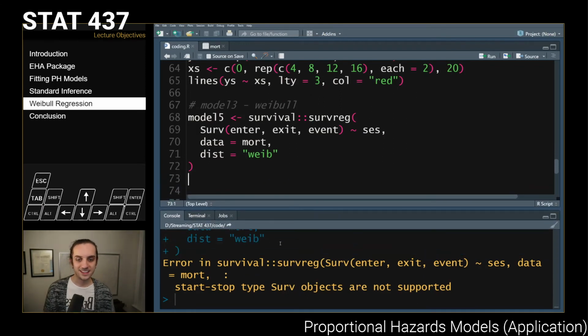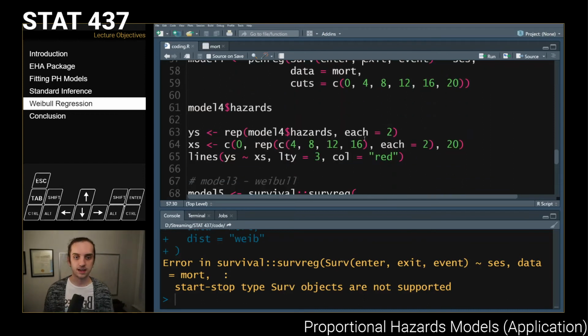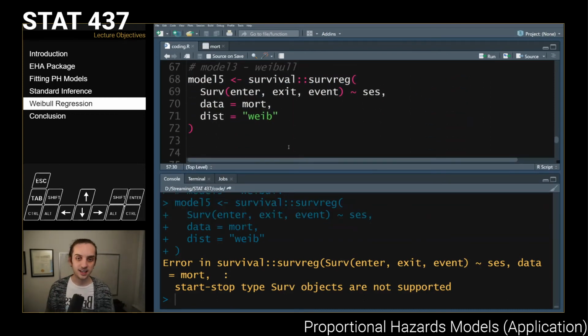Now, this survreg here is going to sort of get angry at us when we're using this type of a survival object, right? We've been working this whole time on data that is using the enter, exit, event formulation. Now, I had mentioned at the beginning of the lecture that eha is actually built on top of survival. And so one of the functions that the eha package provides is an accelerated failure time regression model.